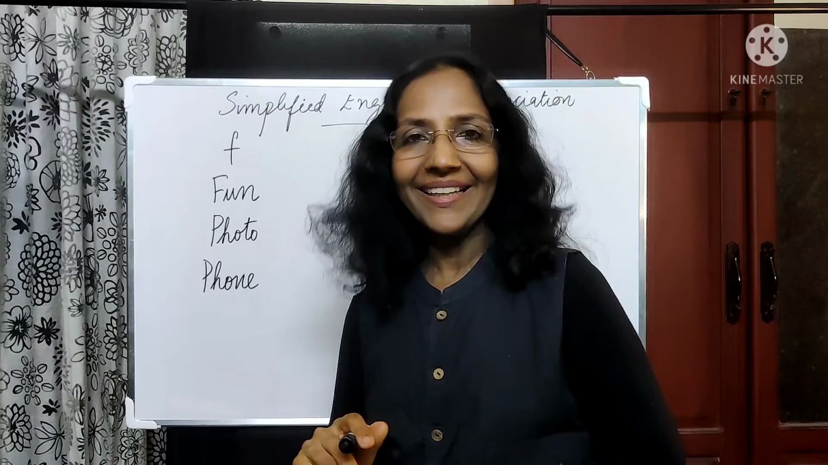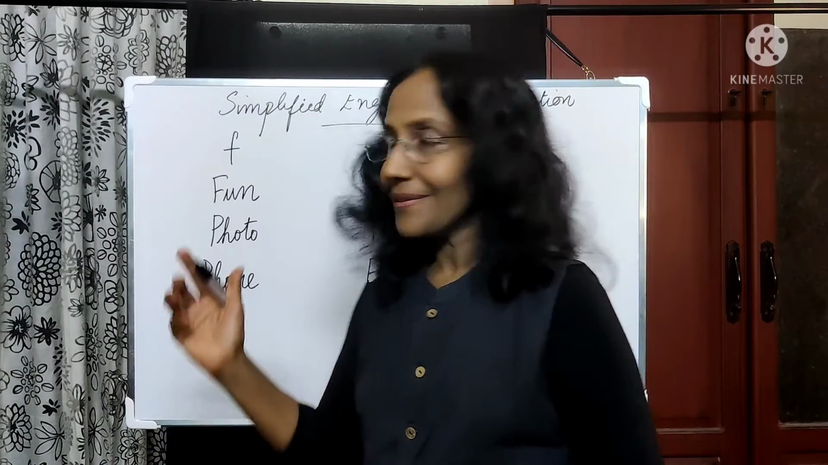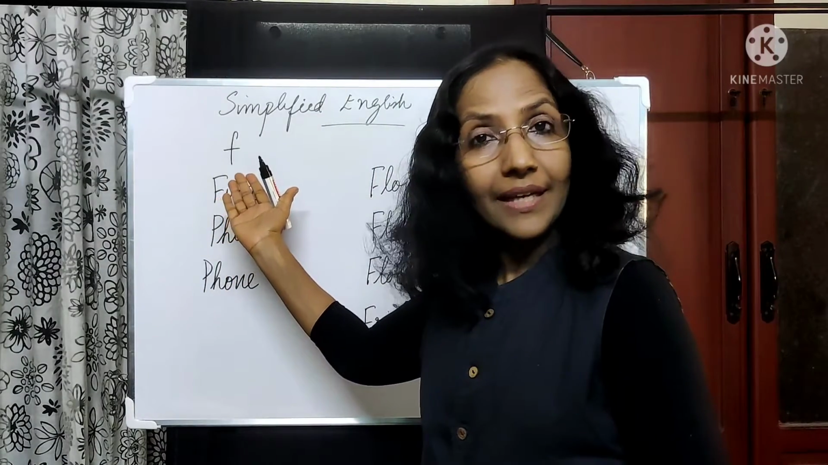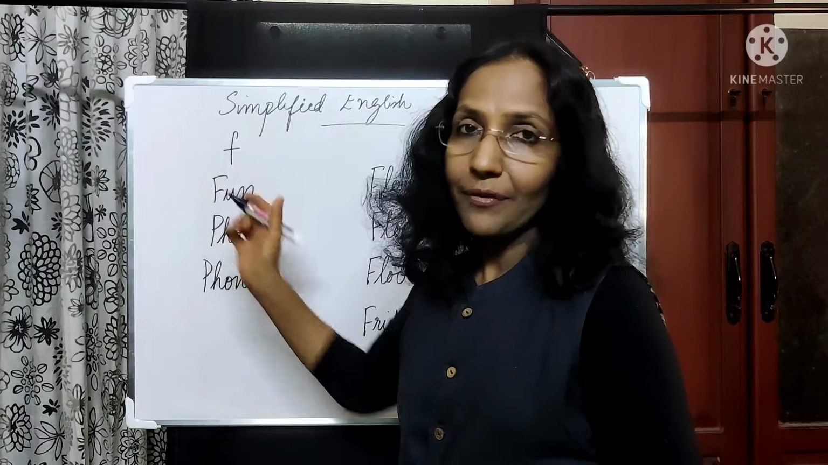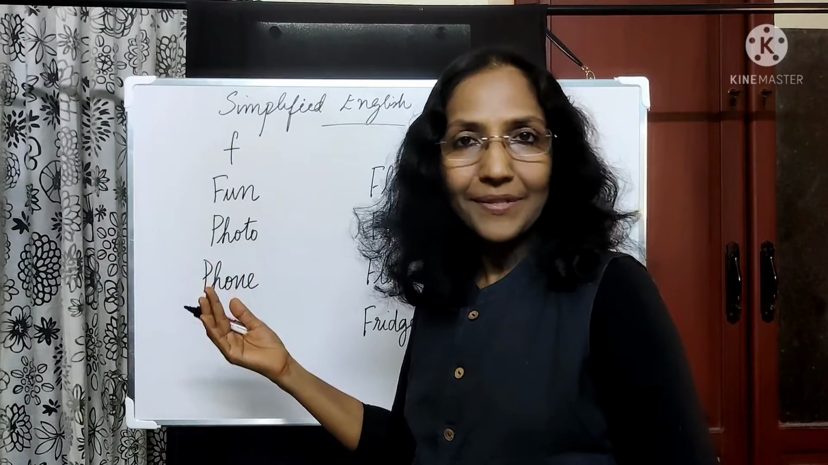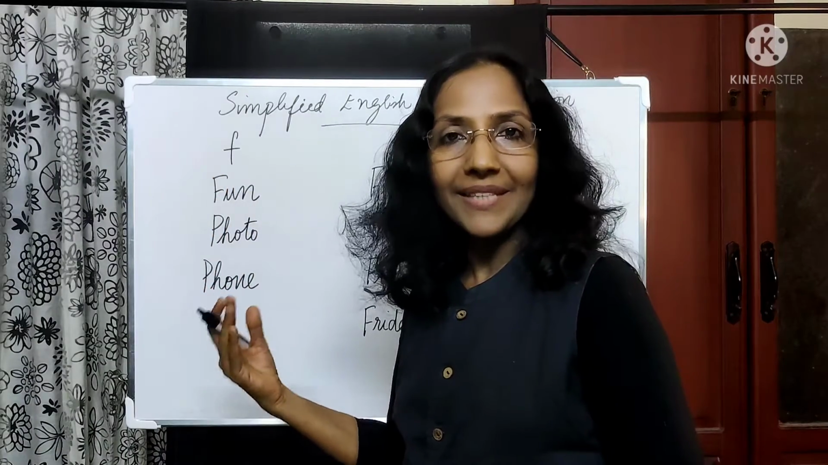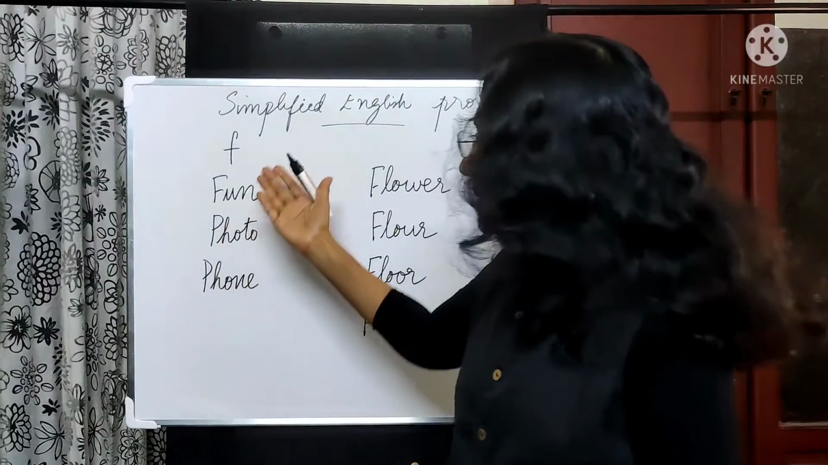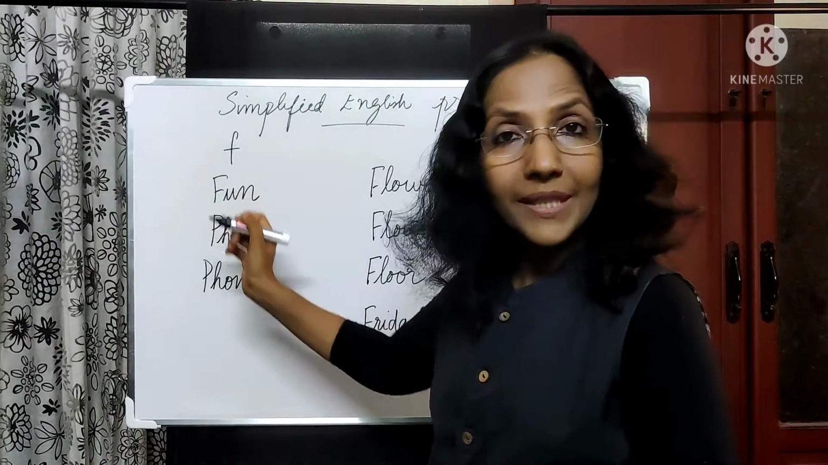Now let's learn another sound. It is the sound represented by the letter F, and we have already known it. It is a voiceless consonant. It's a labiodental fricative. Now let's see how the sound is represented in all these words.